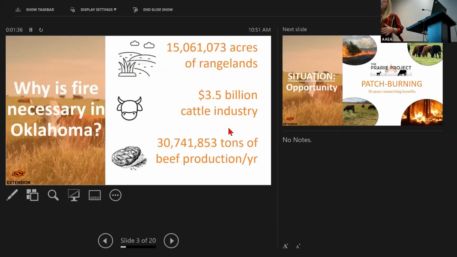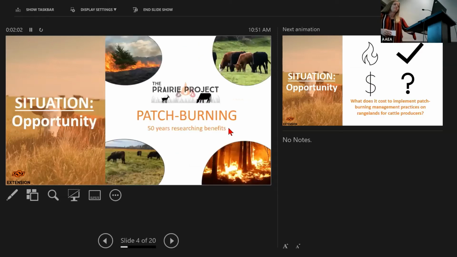So specifically, why is fire necessary in Oklahoma? Oklahoma consists of over 15 million acres of rangelands, and on those rangelands we produce cattle, which supports about a $3.5 billion cattle industry, which in turn produces over 30 million tons of beef products per year. So again, that goes full circle. When those rangelands are affected, we see a decrease in the cattle industry and also a decrease in beef products.